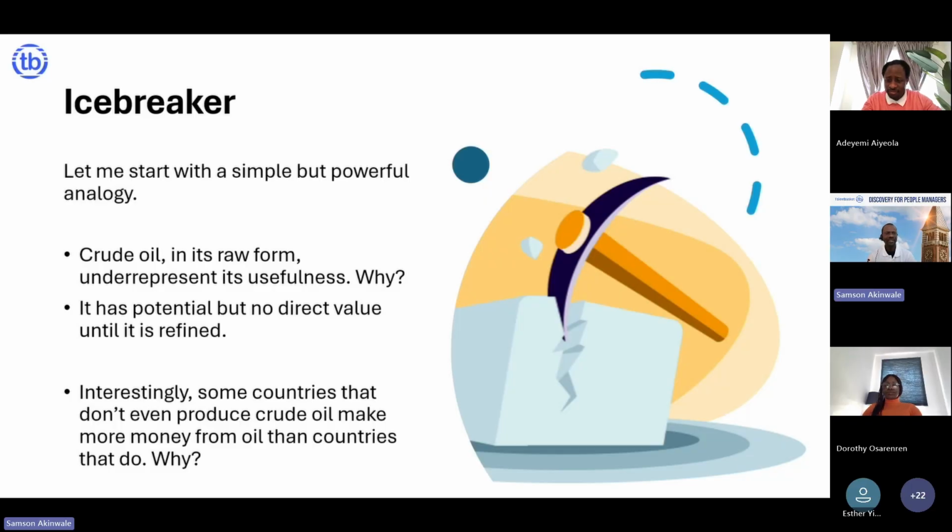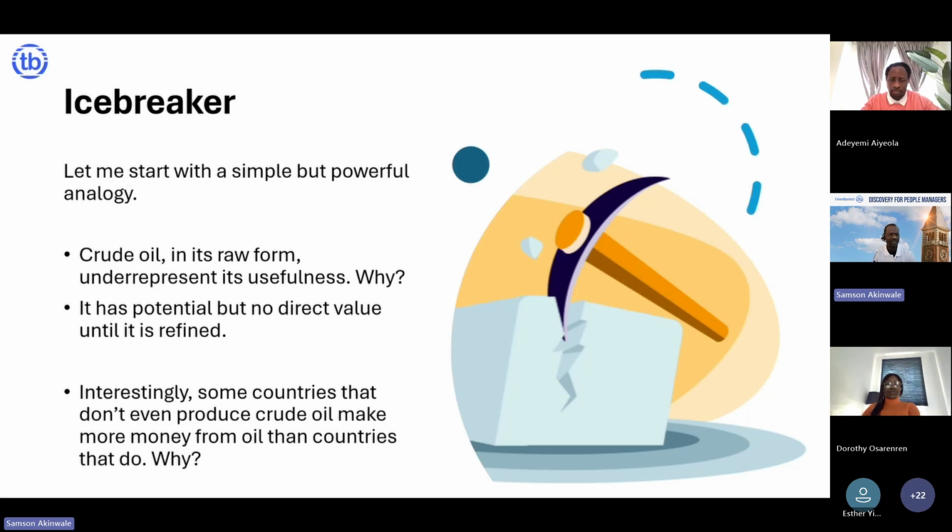But when you look at it in its raw form, it does not give you or reflect the entire value it has got. After taking it further into processing and refining it, that is when all the usefulness and the importance and the value crude has got begins to reveal itself. So crude in its raw form has potential but not direct value until it is refined. And interestingly, most countries who do not even produce crude eventually make more money from crude oil than some countries that produce crude or are blessed with crude.